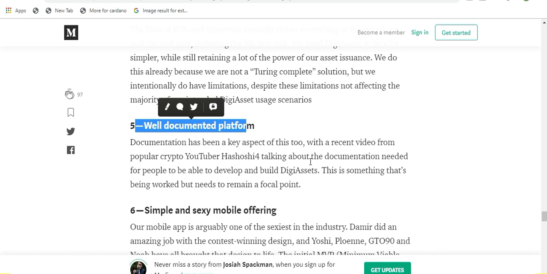Documentation has been a key aspect of this too, with a recent video from a popular crypto YouTuber, Hasoshi, talking about the documentation needed for people to be able to develop and build DigiAssets. This is something that has been worked on but needs to remain a focal point.